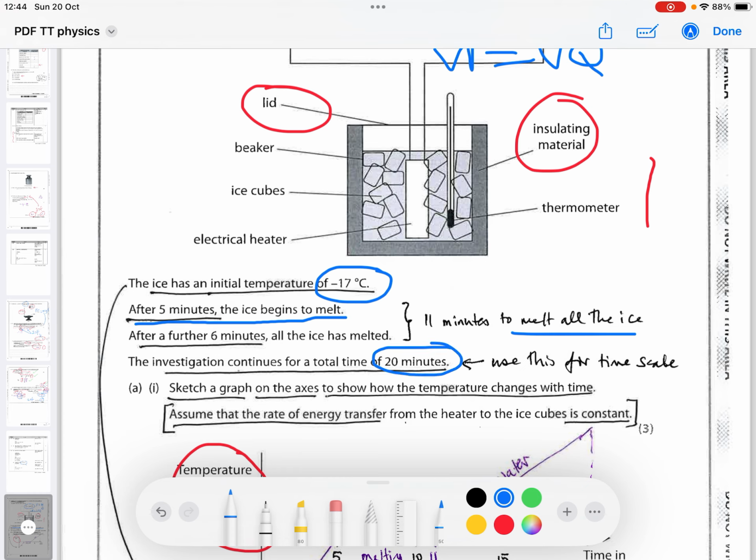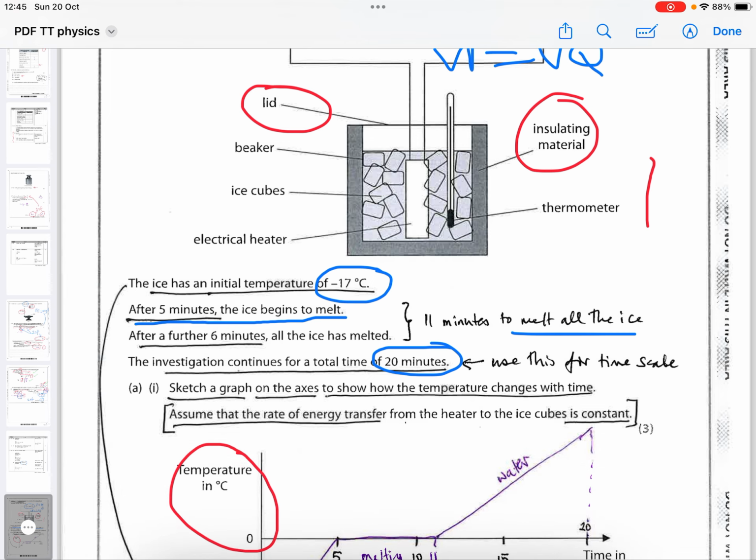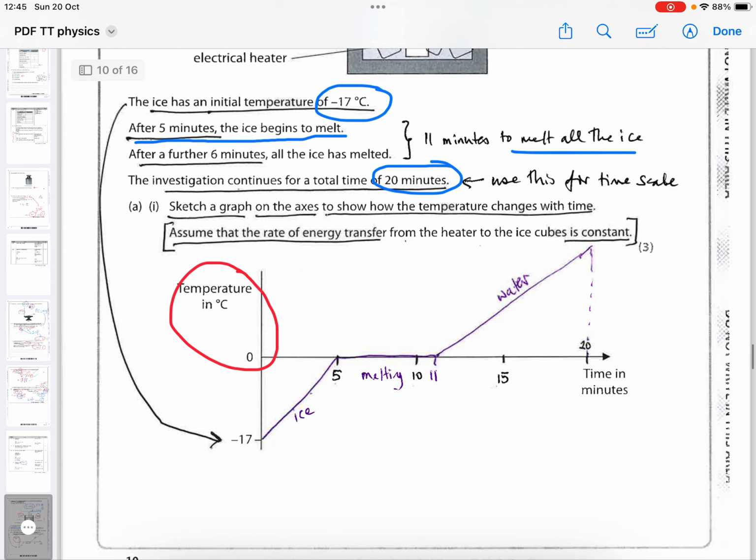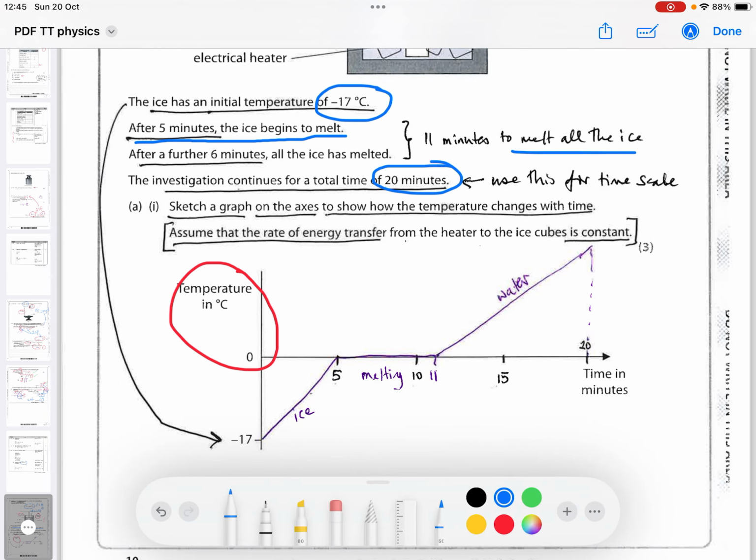They want you to sketch a graph on the axes shown to show all these different phases, to show how the temperature changes with time, and assume the rate of energy transfer from the heater to the ice is constant. So if it's constant, the increase in temperature should be constant too. So I've drawn a straight line from minus 17 to 0 degrees centigrade. Then the next bit is it takes 6 more minutes for all the melting to occur. So here is ice, then it melts.